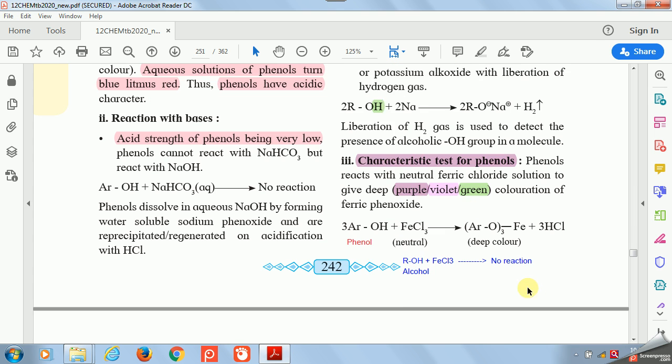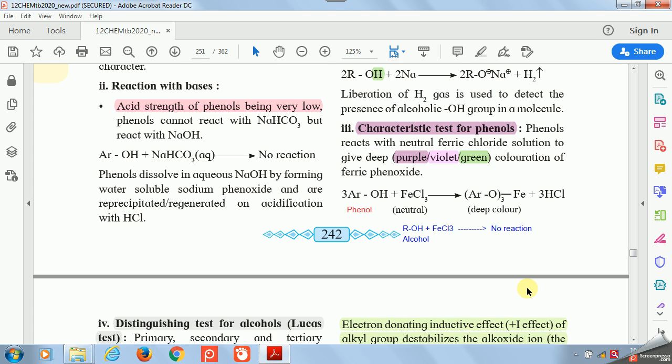So near the board exam, a question may be asked: how will you write a distinguishing chemical test between alcohol and phenol? Then at that time you have to write these two reactions and mention that alcohol does not react with neutral FeCl3, while phenol shows purple, violet or green color with neutral FeCl3. Don't write the regular distinguishing point between alcohols and phenol, like alcohol is an aliphatic hydroxy compound and phenol is an aromatic hydroxy compound.